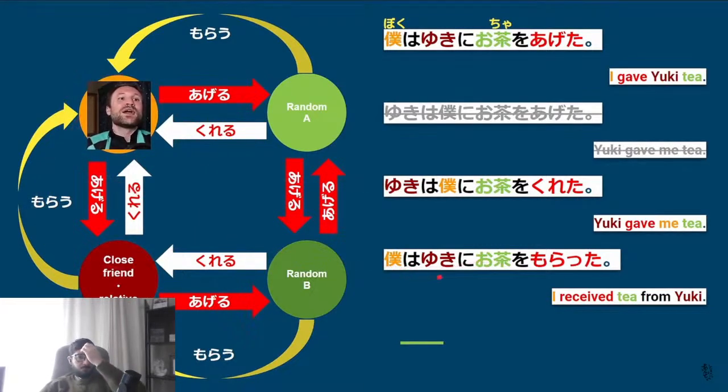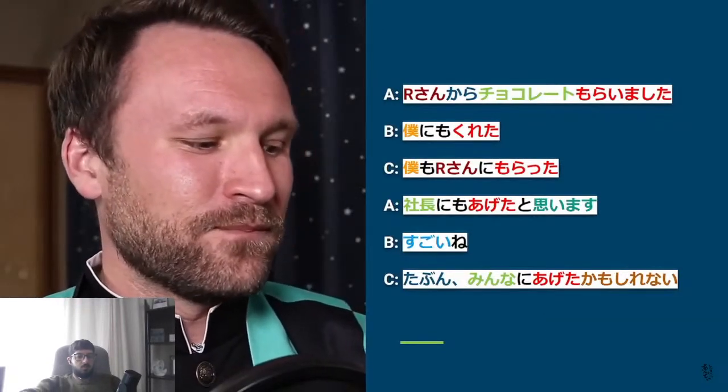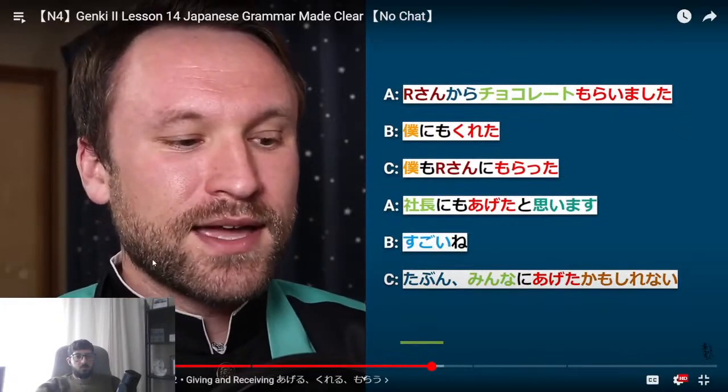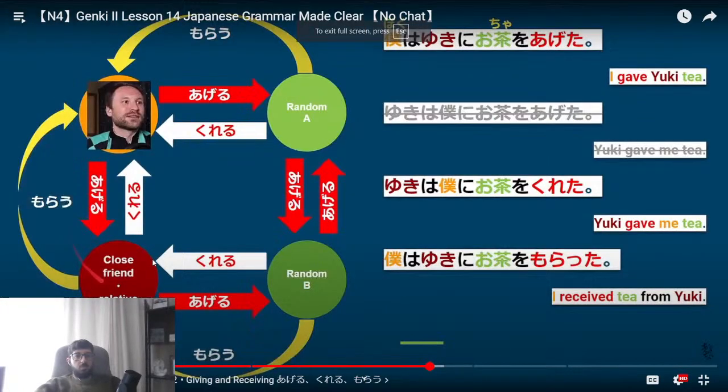Boku wa Yuki ni ocha o moratta. I received tea from Yuki. So I'm the receiver. I'm the most important part in this sentence. Coming this direction. Yuki ni ocha o moratta. Or kara ocha o kureta. I don't know how to make it much easier than that. I wish I could. It's more clear now. So, boku wa Yuki ni ocha o ageta.